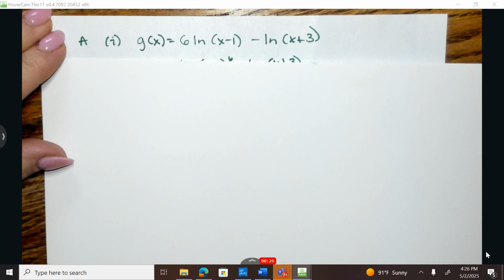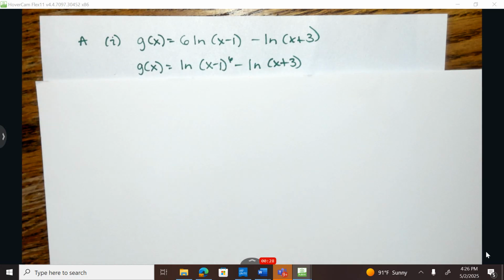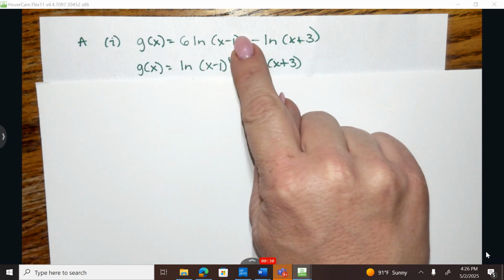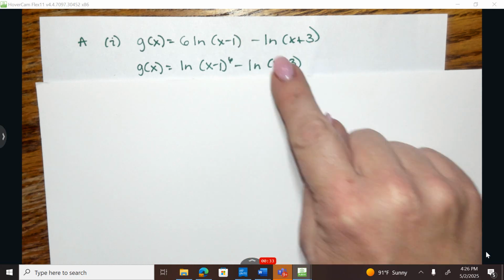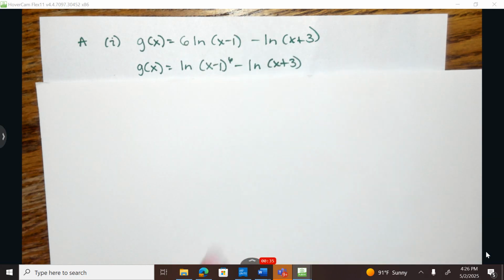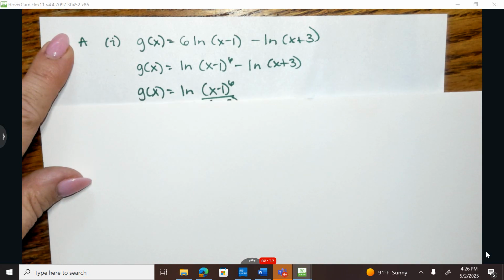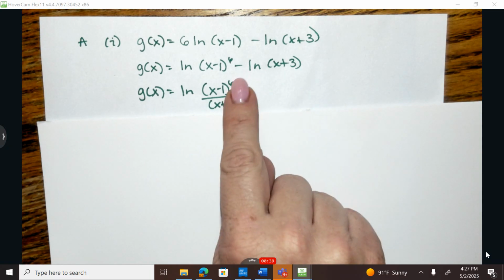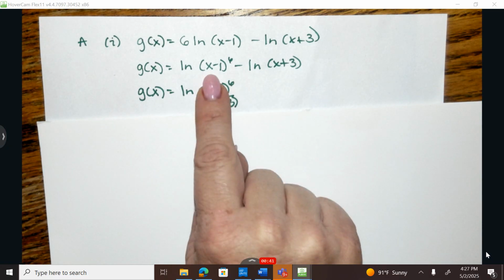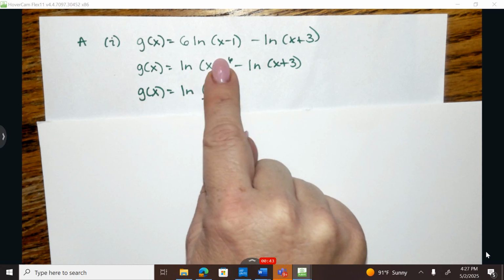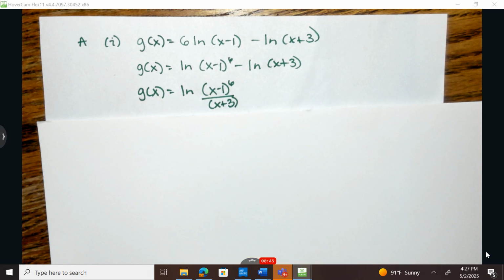When I'm looking at g of x, the first thing I'm going to do is rewrite the coefficients and put them back into condensed form, making them exponents. So this 6 becomes an exponent on the quantity x minus 1. Now when I condense it, I know that subtraction turns into division, with the first quantity becoming the numerator and the second quantity becoming the denominator.